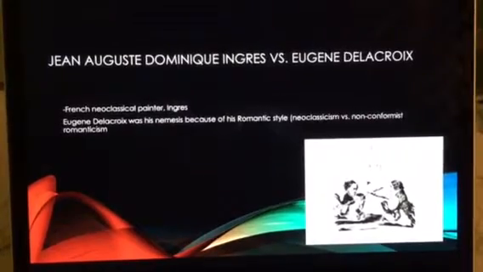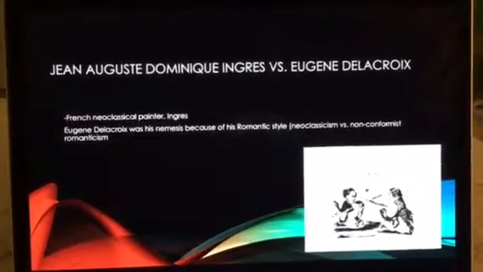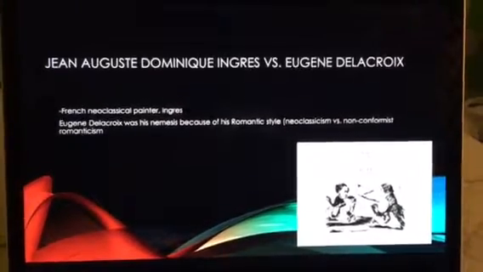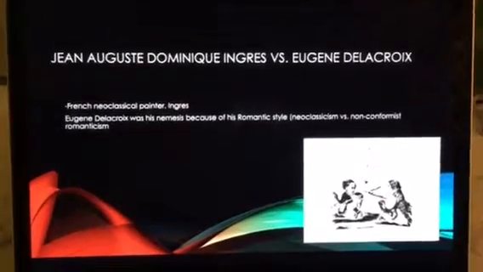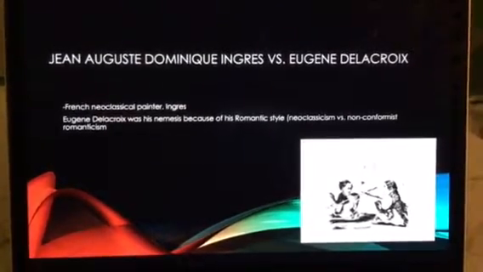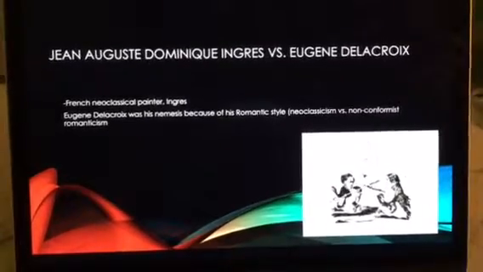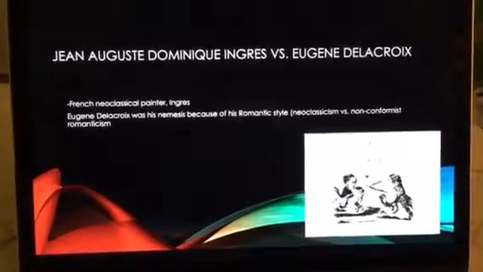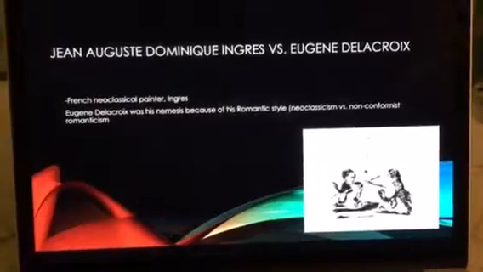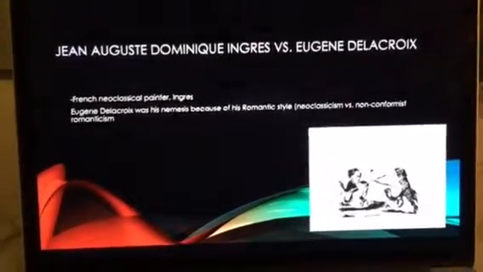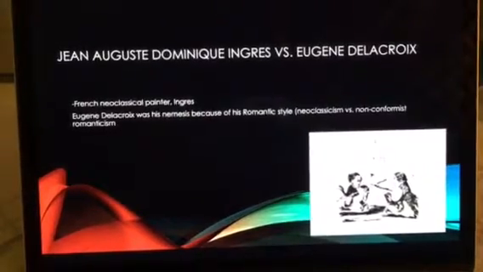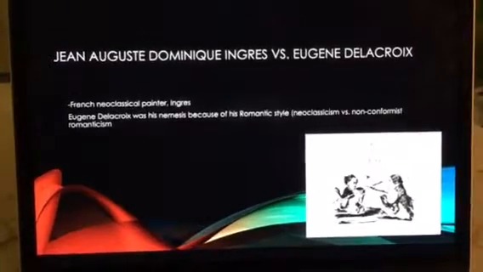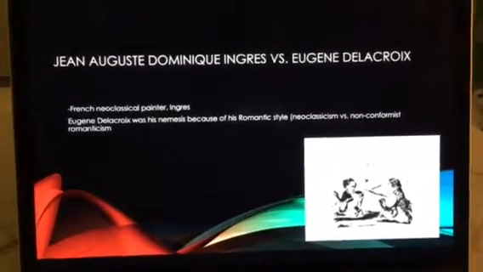Now, the relationship between Jean-Auguste Dominique Ingres versus Eugene Delacroix. Ingres was a French neoclassical painter, and Delacroix was his nemesis because of his romantic style. So this was an example of neoclassicism versus nonconformist romanticism. Neoclassicism would be the revival of classical art, whereas nonconformist romanticism would be the rebellious stage of this era, where romanticism was getting very popular.